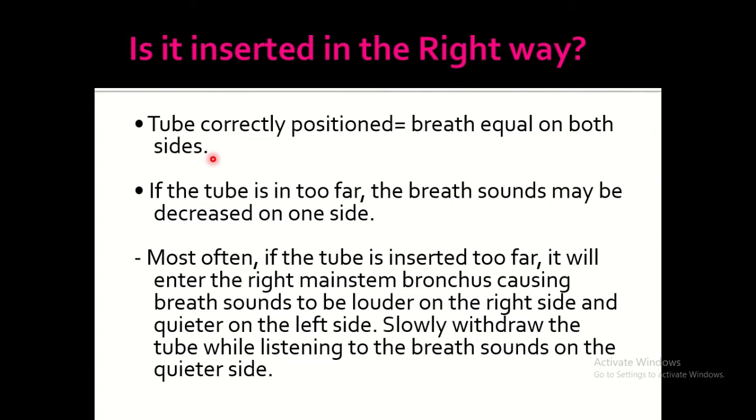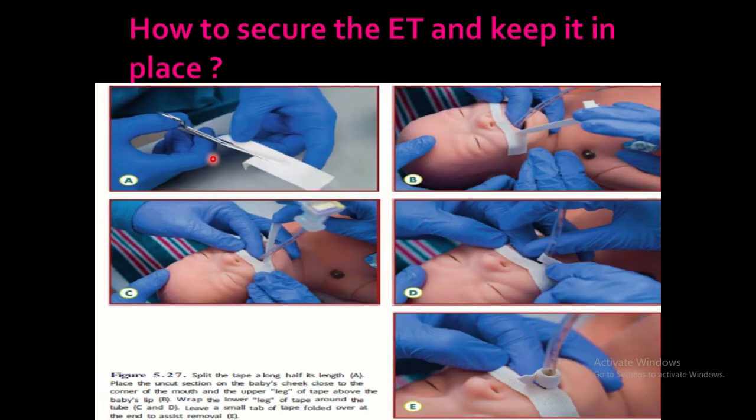To know if it is correctly positioned, the sounds should be equal on both sides. If it is too far, the sound may be decreased on one side, and to adjust it, we withdraw it slightly, and the breath sounds should become equal. Mainly, it will go to the right mainstem bronchus, and you hear it louder on the right side. On the left side it will be quieter, and when you adjust it, it should become equal.